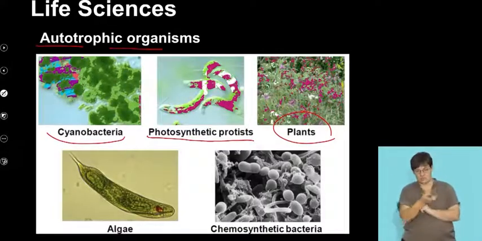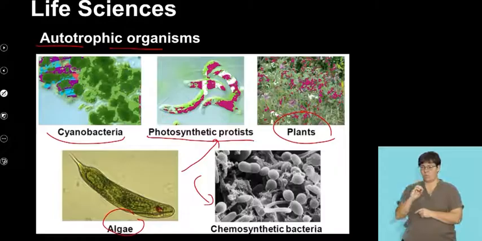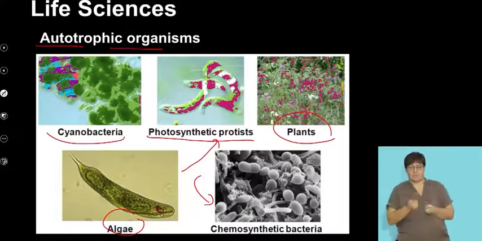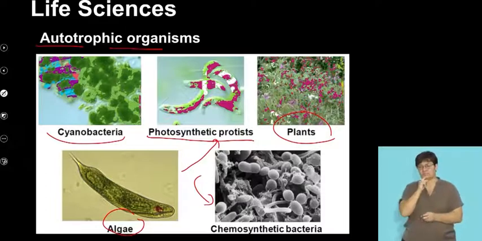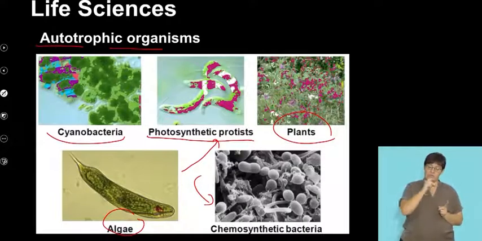We mentioned algae as we discussed protists. And finally, we also have some chemosynthetic bacteria. And so these are bacteria that are able to use chemicals from the environment to produce energy. So not necessarily using photosynthesis, but using chemicals to produce energy. So we refer to them as your chemosynthetic, meaning that they use chemicals to produce energy, as opposed to your photosynthetic, meaning those that are using light to produce energy.